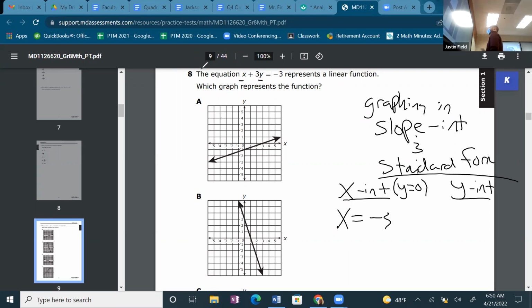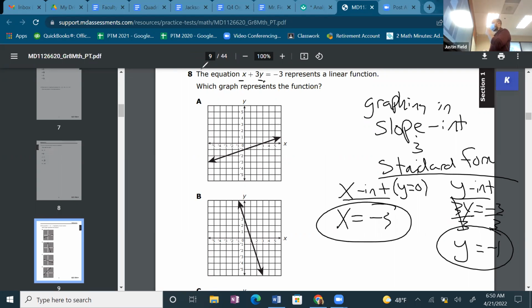And to find the y-intercept, what equation would you set up? 3y equals negative 3. There you go. Did you hear that? To find the y-intercept, we set up 3y equals negative 3. And then we have to solve here. That's not too bad. So the y-intercept is negative 1, and the x-intercept is negative 3.